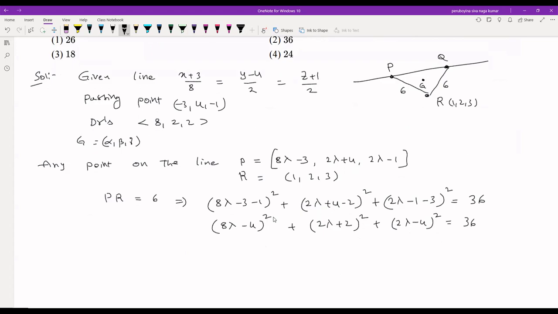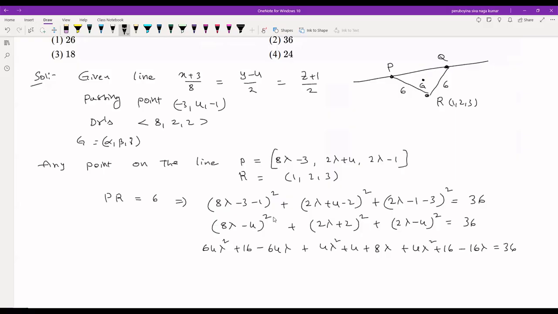You can take out 4. Expand it, no problem. Automatically it will be cancelled. So 64 lambda square plus 16 minus 64 lambda, plus 4 lambda square plus 4 plus 8 lambda, plus again 4 lambda square plus 16 minus 16 lambda is equal to 36. Let's calculate overall.